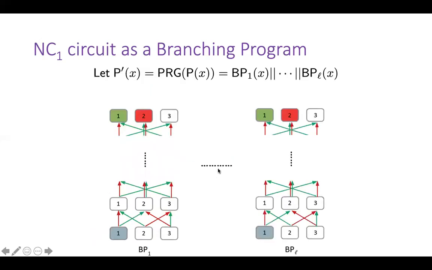And remember, our program P prime outputs multiple bits. Since a branching program can only output a single bit, we first need to split our program P prime into L components. The ith program computes the ith output bit of the program P. We now represent each of these individual programs as a branching program. And now our goal is to obfuscate each of these L branching programs.